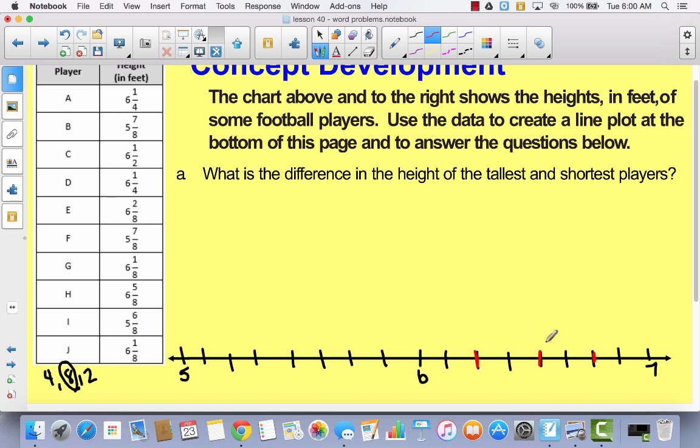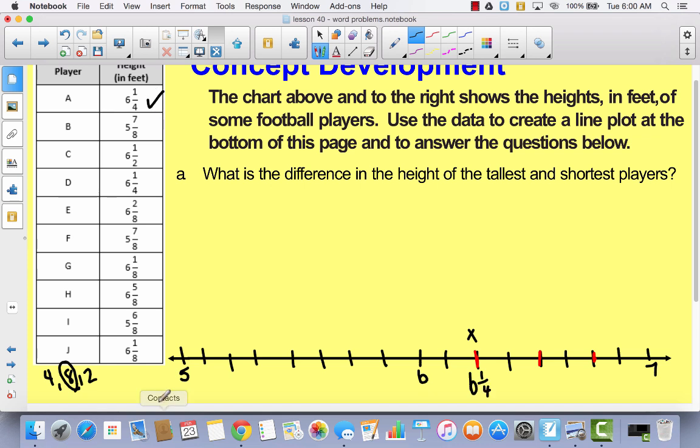I have 1/4, 2/4, 3/4, 4/4. So if I want to come through here and plot 6 and 1/4, I would put an X right here. And I'm going to go ahead and label this 6 and 1/4. And then I'm going to put a check mark by this one.